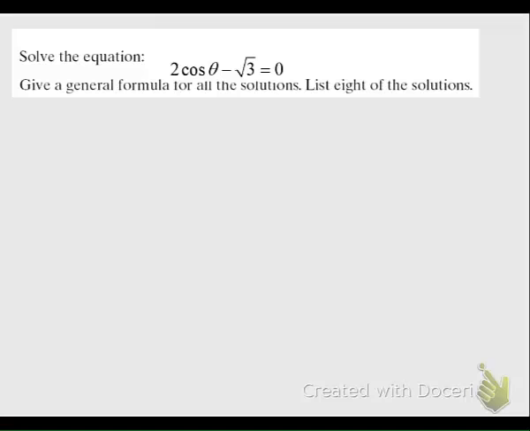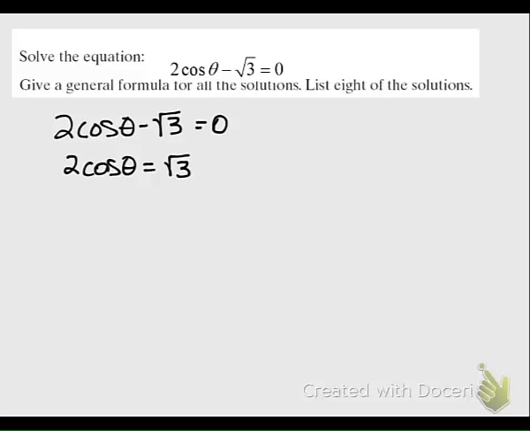So here's some for us to try and solve on our own. 2 cosine theta minus the square root of 3 equals 0. Give a general formula for all the solutions and then try listing 8 of these solution values. So the first thing we're going to do is try and solve for that inner function, the cosine theta. So add the root 3. And then divide by 2.